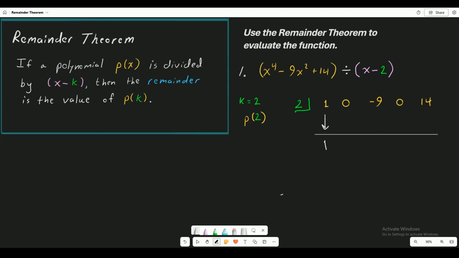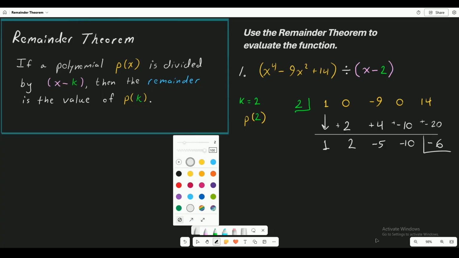Right. So we drop down the 1. 2 times 1 is 2. Add 2. 2 times 2 is 4. Add negative 5. 2 times negative 5 is negative 10. Add negative 10. And 2 times negative 10 is negative 20. Add negative 6. So my remainder is negative 6. But let's use the remainder theorem to check if it's true.